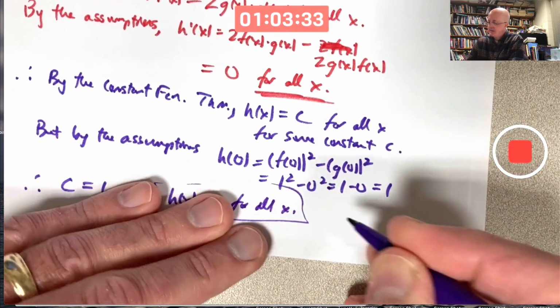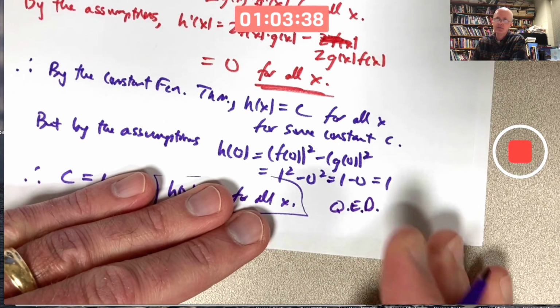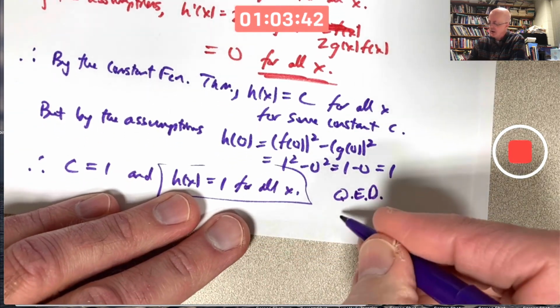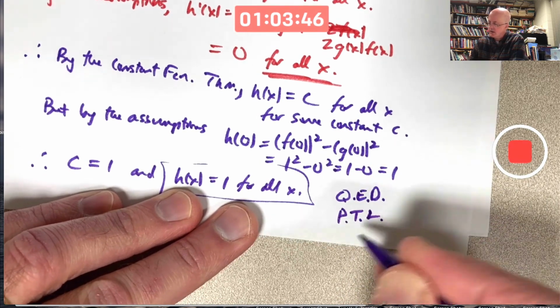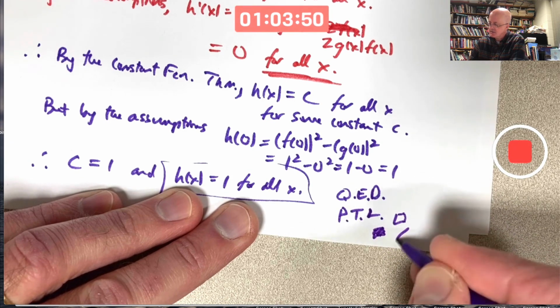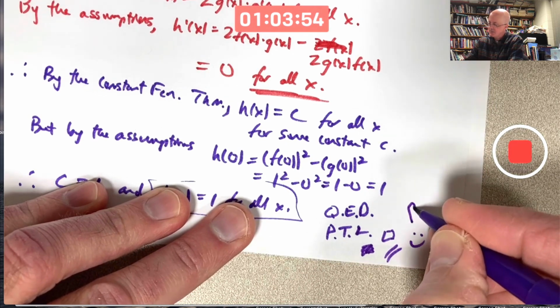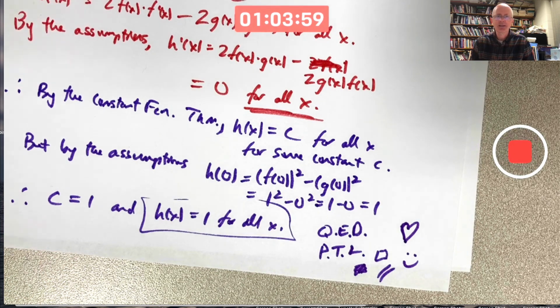Get all happy and start speaking Latin. QED, quod erat demonstrandum, means I demonstrated what I wanted to demonstrate. I'm done. If you believe in God, you can say praise the Lord, or sometimes people put boxes or shaded boxes or various kinds of things, maybe happy faces, hearts, whatever you want to put at the end of a proof to celebrate that you're done, and also celebrate the end of this video.